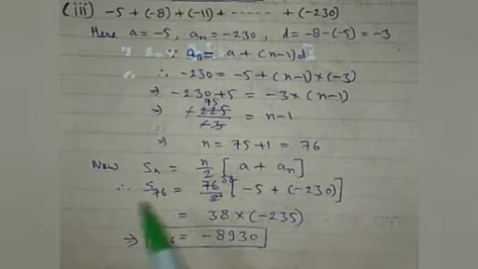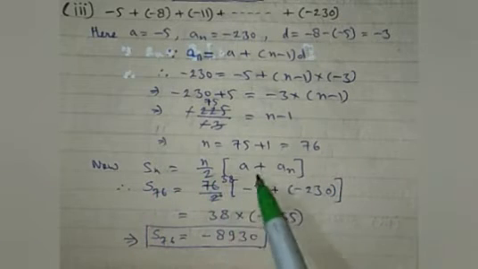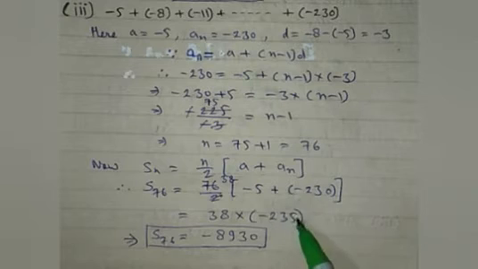Now Sn equal to n by 2 into a plus an, that is equal to 76 by 2 into minus 5 plus minus 230. So here it is equal to minus 235. Here 76 divided by 2 will give 38. 38 into this will give minus 8930.